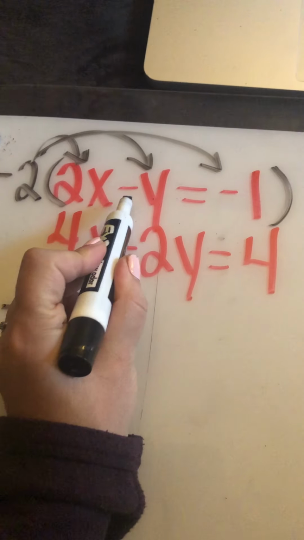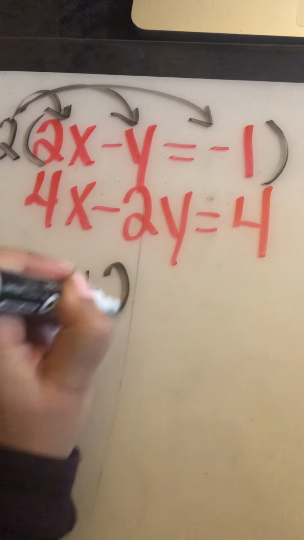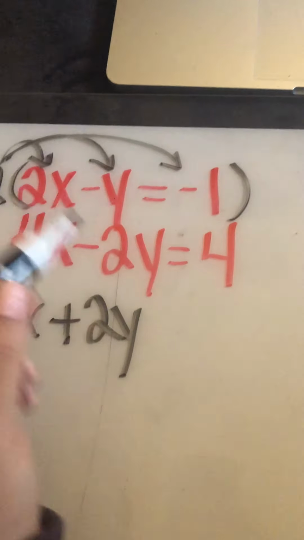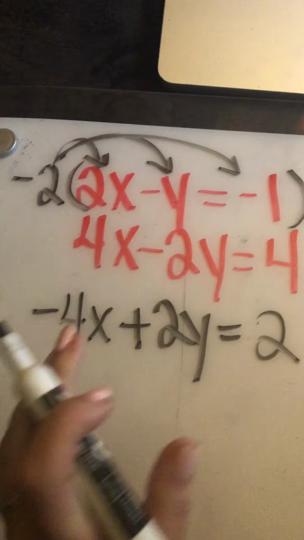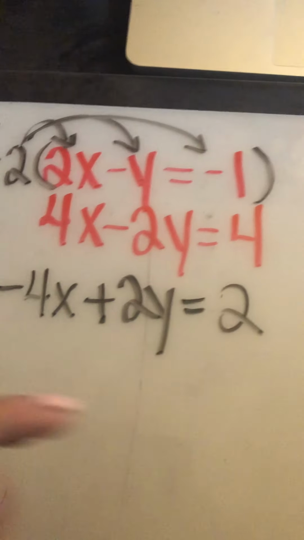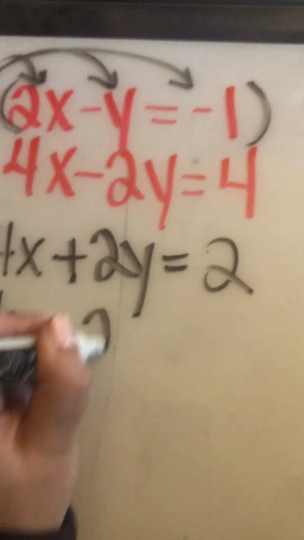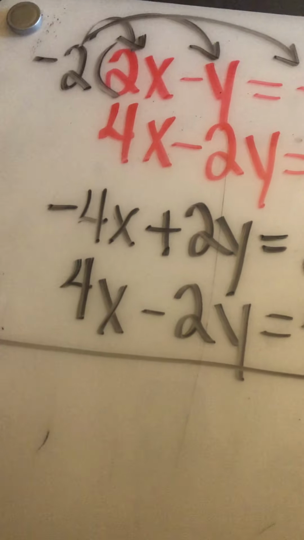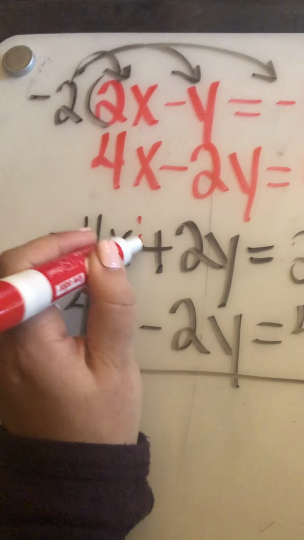Negative 2 times negative y will give us a positive 2y. And then negative 2 times negative 1 gives us a positive 2. Okay, I'm going to rewrite the second equation because I don't need to do anything to it. So we'll get 4x minus 2y equals 4. And now I already know I can solve through addition because my x's are opposite, right?